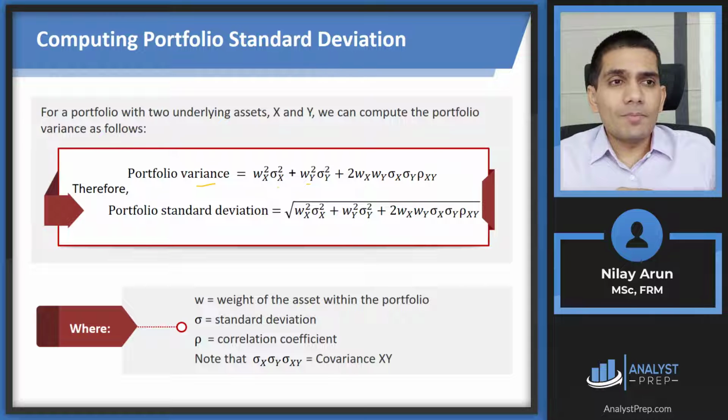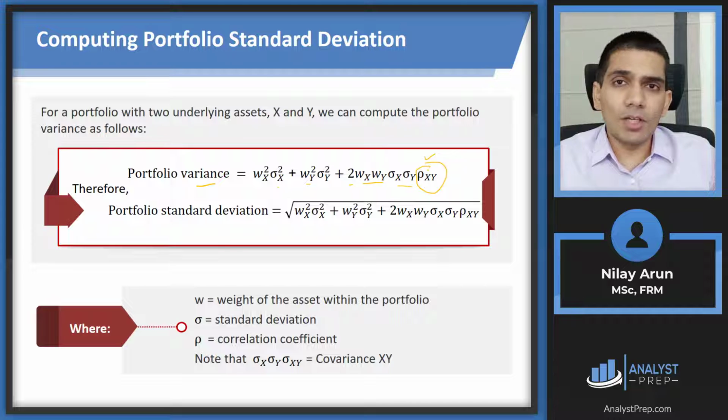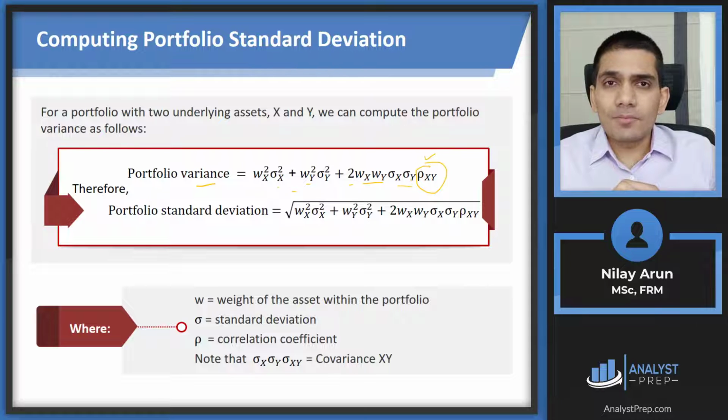Now, most importantly, if we see here, we have twice of the individual weights, individual standard deviations, and most importantly, the last term, that is the correlation. Correlation is the most important term when it comes to the portfolio theory, because this is what determines the level of diversification that we have. And diversification is the reason why we are creating a portfolio in the first place. So that's what your formula is.